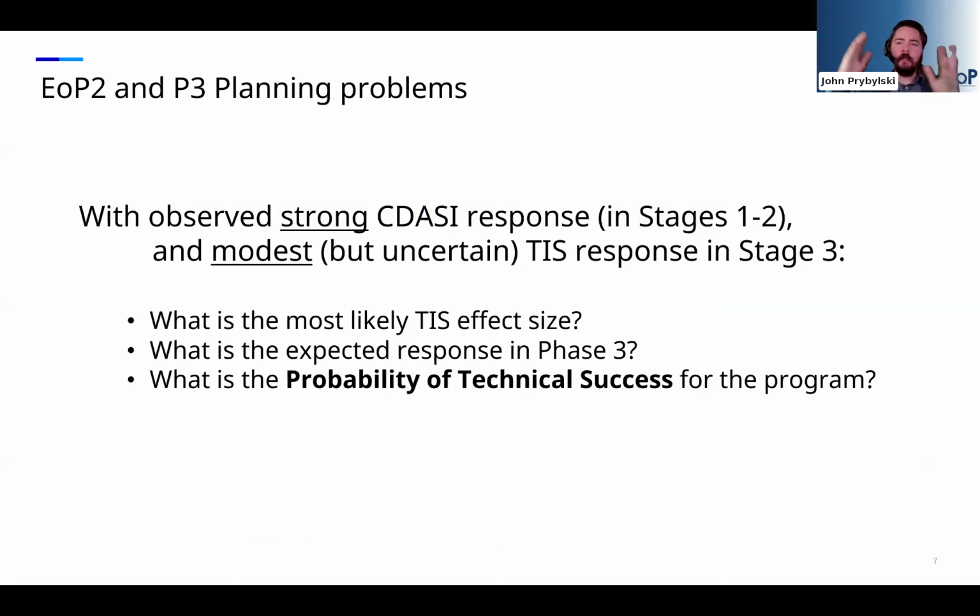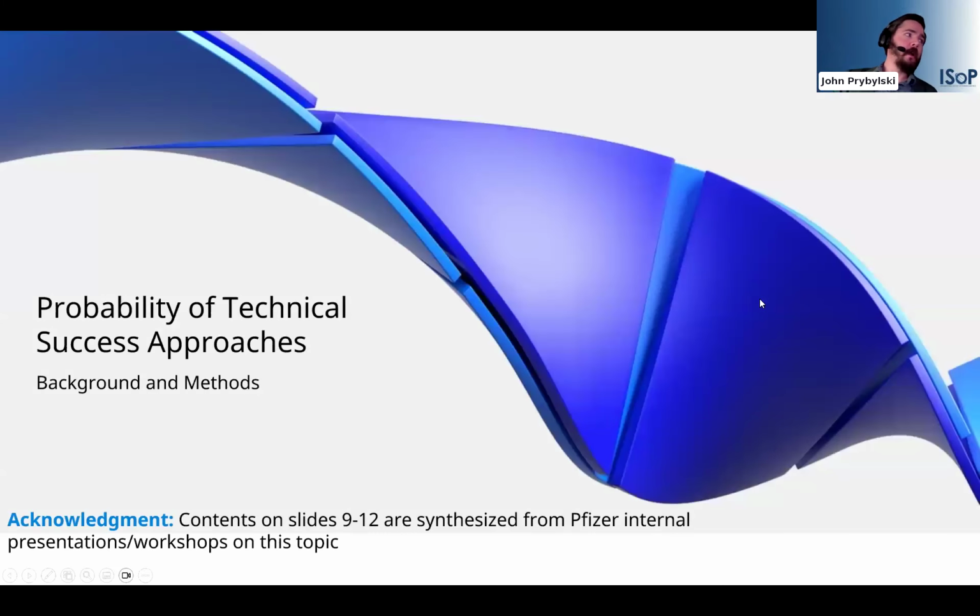Where do we expect along that confidence interval is our true effect size, or our population level effect size? And then what is the expected response in phase 3, which is to say, around that variability in the effect size, where do we expect our response to be most likely? Combine these two questions, of course, and you get the probability of technical success for the program. And on that note, before I hand it off, probability of technical success, the approaches that we used, and a background for those who are less familiar with probability of technical success, I'm going to hand it off to Min to cover that background. Yeah, so Min, take it away.